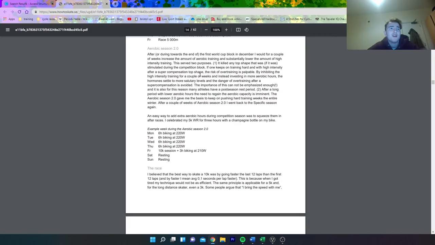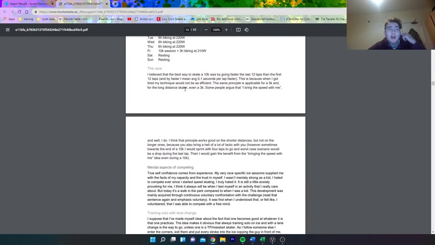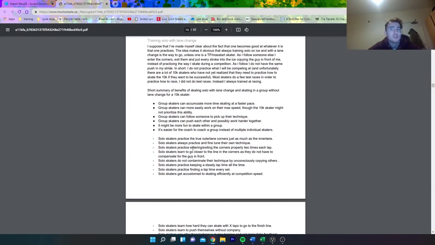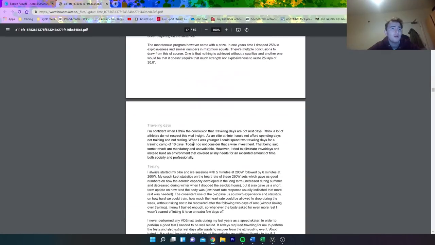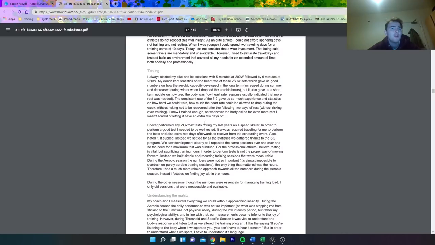And he says here, by inhibiting the high-intensity training for a couple of weeks instead of investing more aerobic hours, the hormones settle to more salutary levels and the danger of overtraining after a supercompensation is avoided. Because obviously he was doing crazy amounts, so his body's adapting a lot. But if you do that for a long time, it's easy to burn out, or your body just can't take it. So anyway, this is all skier stuff, so we're not probably going to go too much into it. Then he has some testing as well.